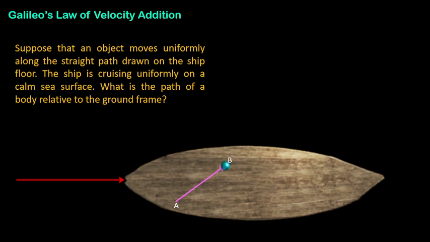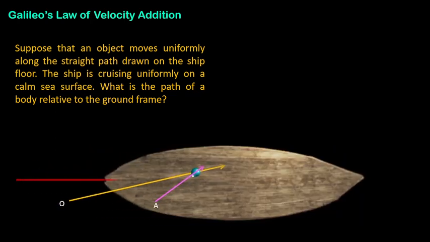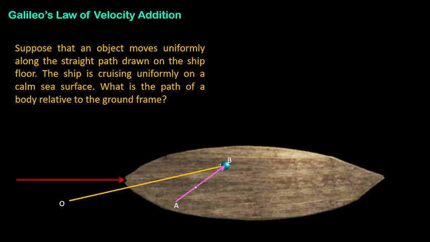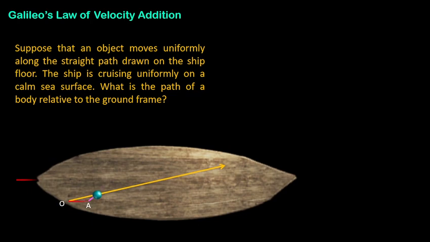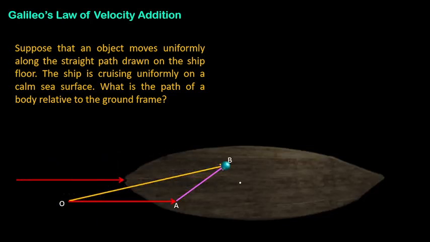We check it again. The yellow arrow represents the path of a ball relative to the ground, while the pink arrow represents the path relative to the ship floor. The red line represents the displacement of the ship relative to the ground. So here we have OA, the displacement of the ship relative to the ground, OB, the displacement of the object relative to the ground, and AB, the displacement of the object relative to the ship floor.